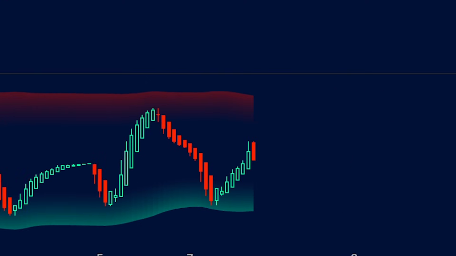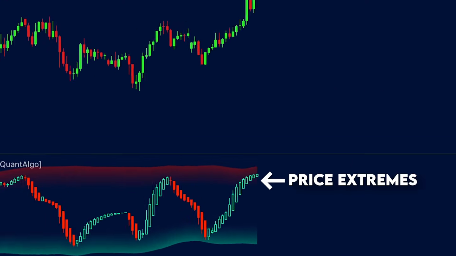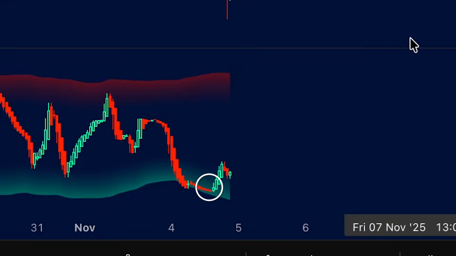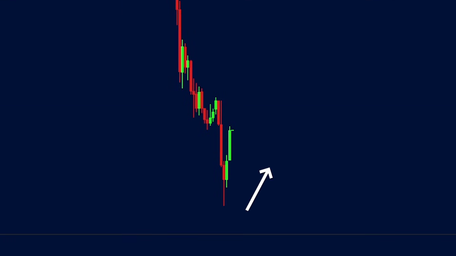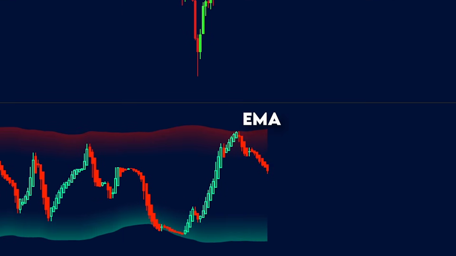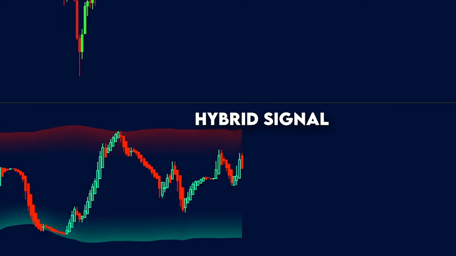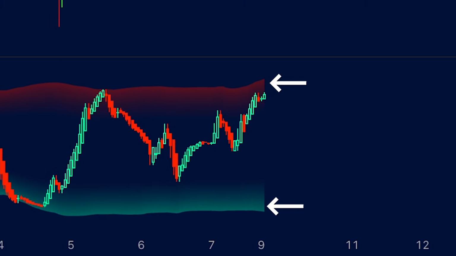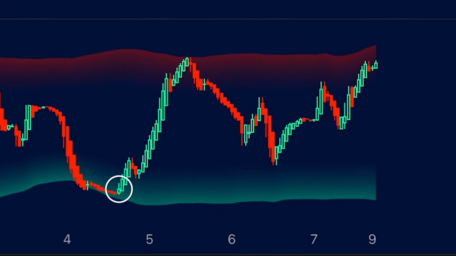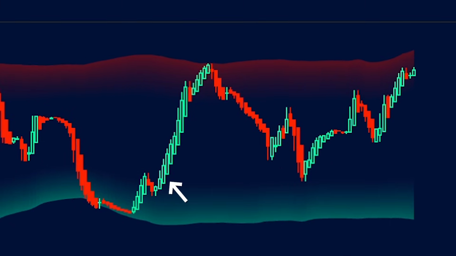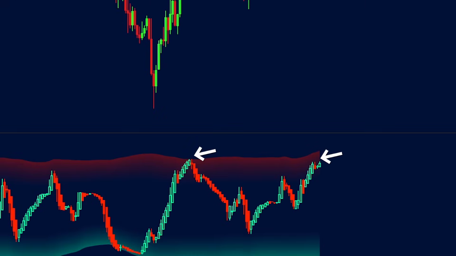Then it applies the Fisher Transform calculation, which amplifies price extremes and turning points, making reversals easier to spot before they fully develop. After that, it smooths this Fisher output with an EMA and combines it with a base trend line to create a hybrid signal. And finally, it adds dynamic threshold bands using ATR-based volatility measurements. So when price momentum pushes through these thresholds, the trend line locks on to the new level and maintains direction until the opposite threshold is breached.